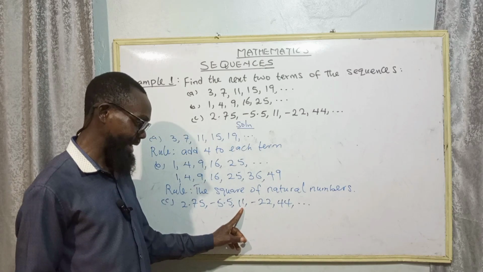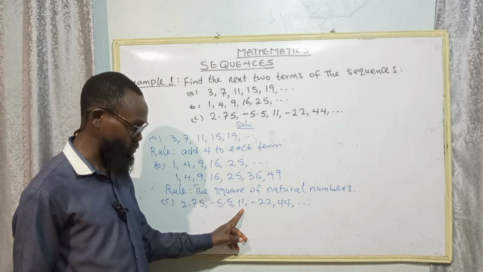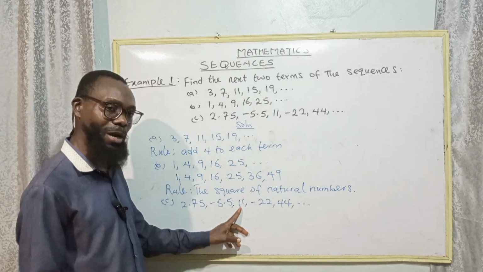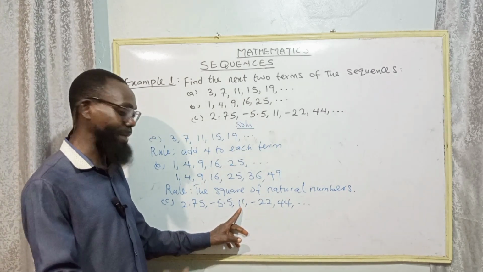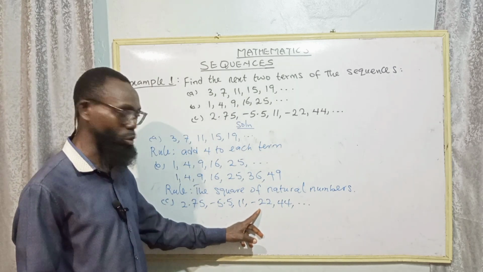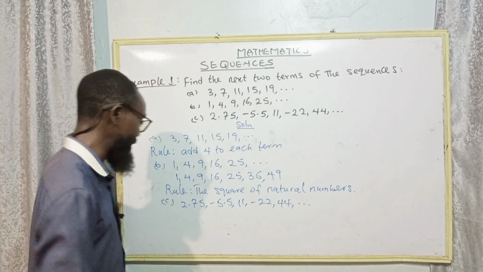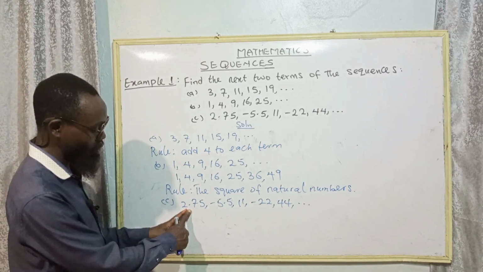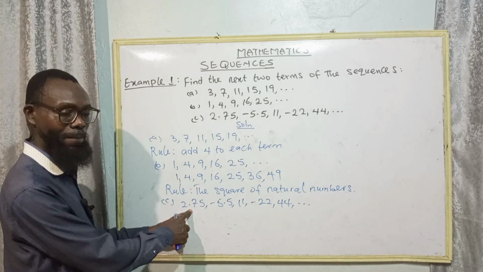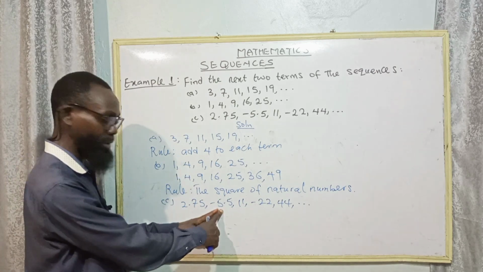If I multiply 11 by 2, I'm going to have 22. But this one is minus 22. Definitely, let me multiply 11 by minus 2. 11 times minus 2 will give me minus 22. Minus 22 times minus 2, I'm going to have plus 44. Definitely, multiplying 2.75 by minus 2 will give me minus 5.5.